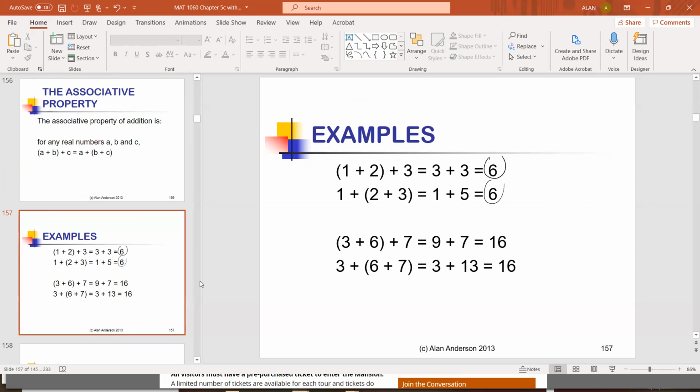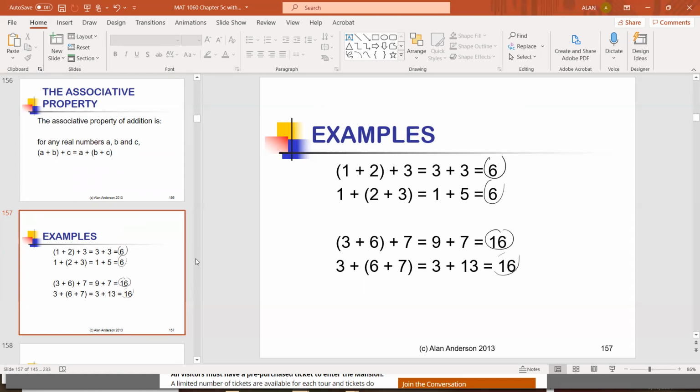Same thing for the second example, 3 plus 6 plus 7. Any way you look at it, no matter where the parentheses are, you're going to wind up with 16. Okay, so the associative property applies to addition. Now, does it apply to multiplication?